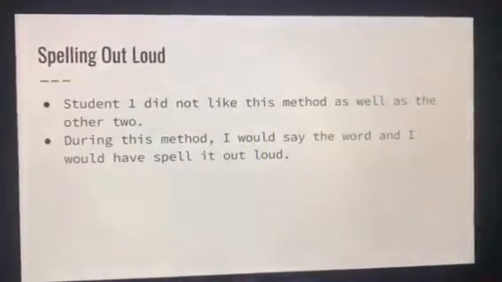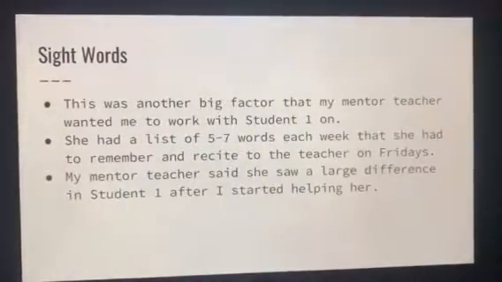And then the other one, she didn't really like it very much, so after a little bit we stopped doing it. Just because she really didn't like it. It was just kind of we have to do this type thing. But I would just say a word, and I'd have her say it out loud, spell it out loud, and spell it with her finger in the air. She just really didn't like doing it. I didn't see much progress with it, so we just kind of stopped doing it.